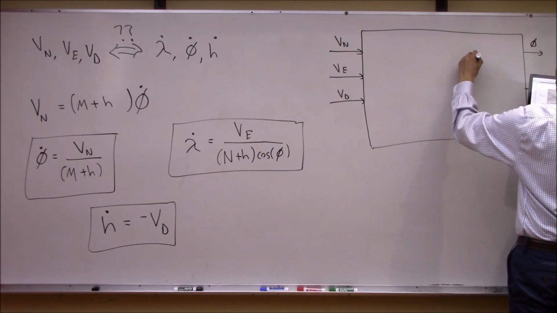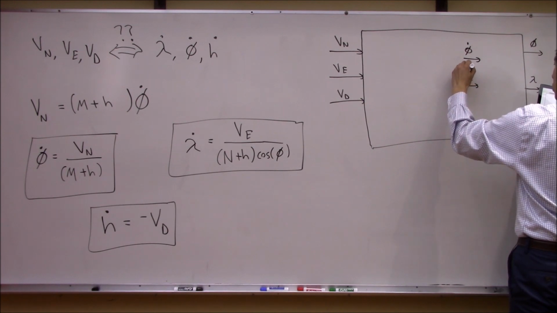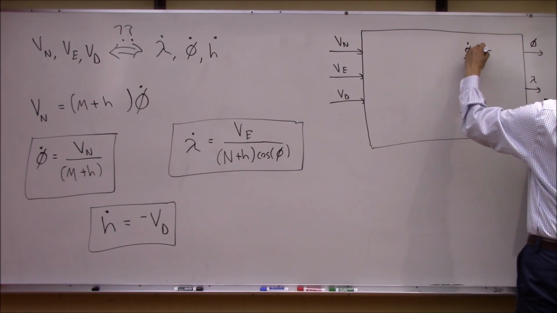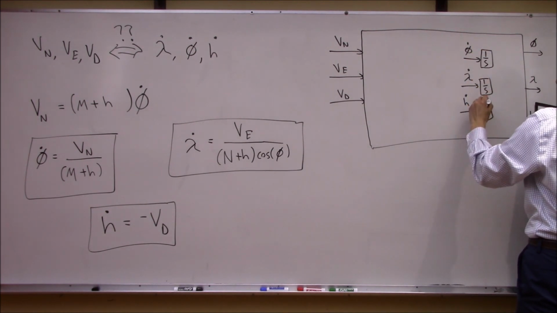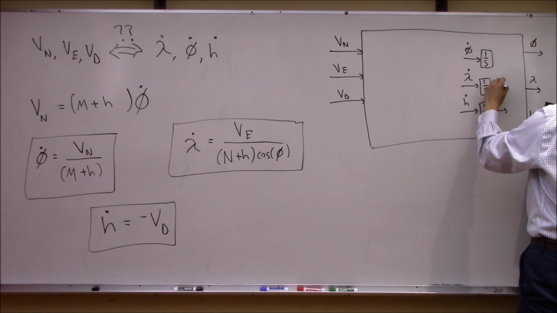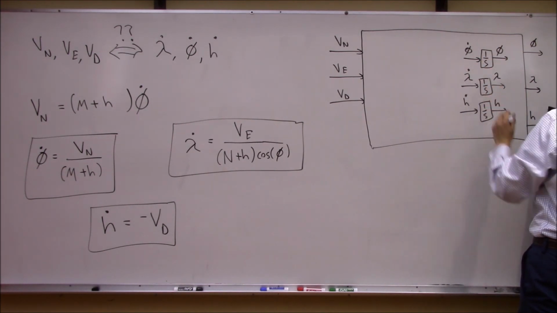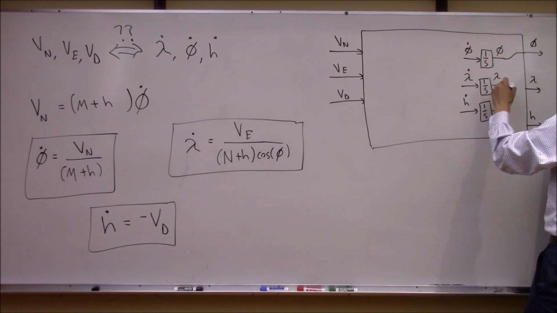Okay, so let's say that we can get latitude dot, longitude dot, and h dot internally. All we have to do is integrate each one of these, right? You integrate these, 1 over s, 1 over s, 1 over s, right? And coming out of these are going to be latitude, longitude, altitude, okay? Great, so now we can basically hook this up to the outputs of this block, okay?